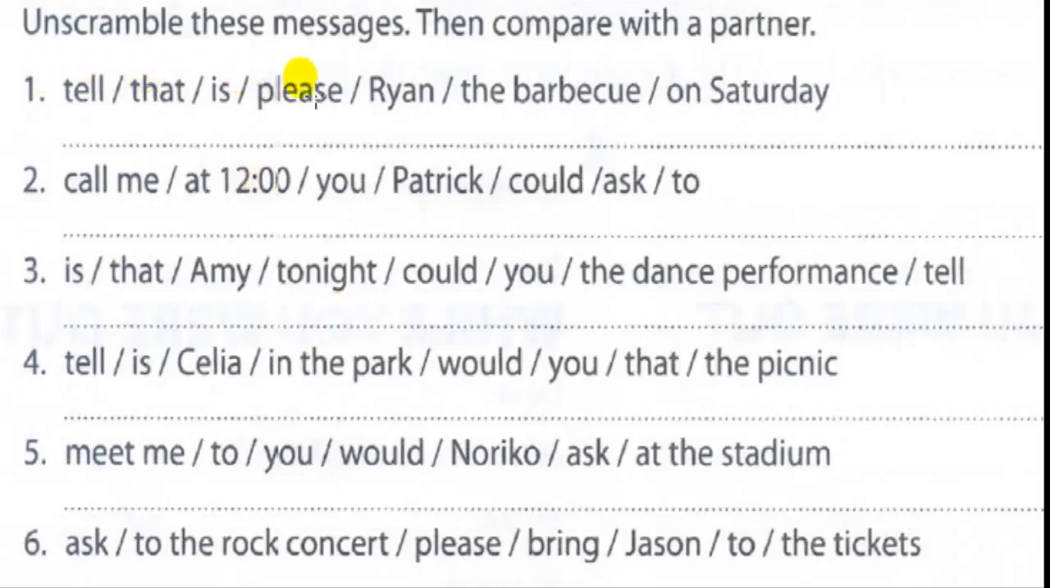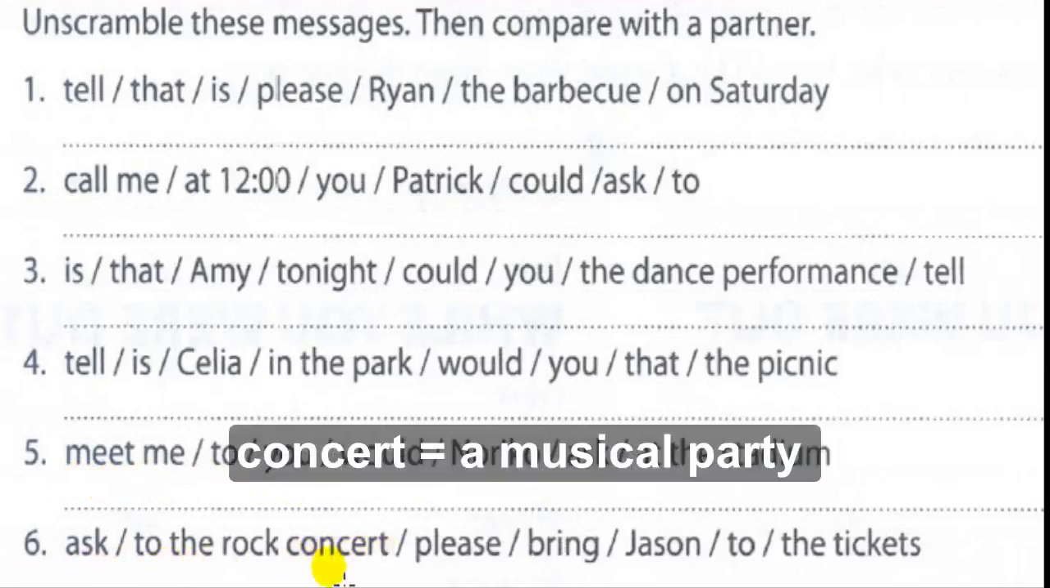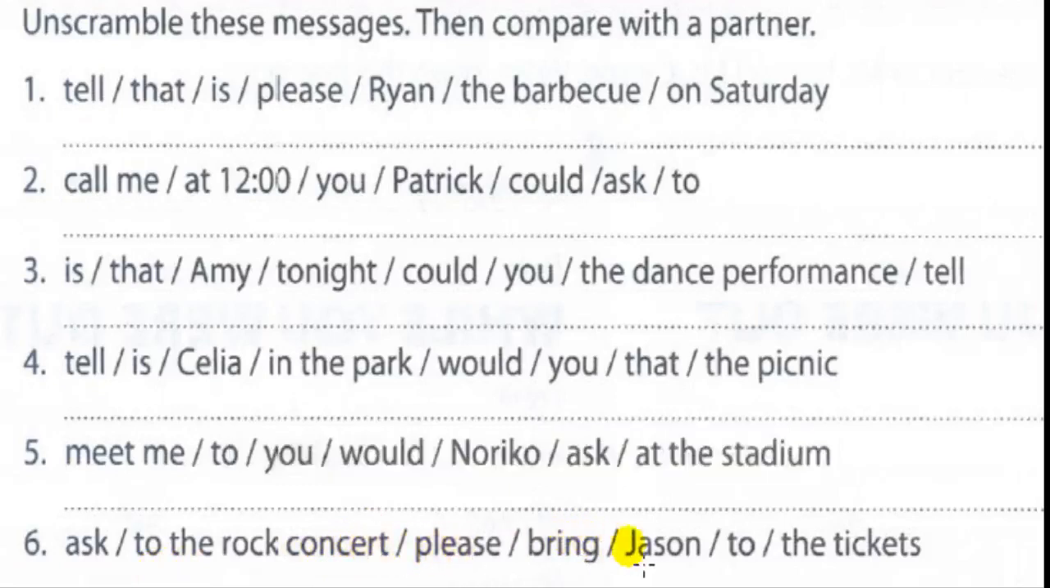Scramble these messages, then compare with your partner. 1. Tell, that is, please, Ryan, the barbecue on Saturday. 2. Call me at 12, you, Patrick, could ask to. 3. Is that Amy tonight? Could you? The dance performance, tell. 4. Tell, is Celia in the park? Would you? That. It's a picnic. 5. Meet me to you. Would Noroko ask at the stadium? 6. Ask to the rock concert. Concert, a musical party. Please bring Jason to the texts.